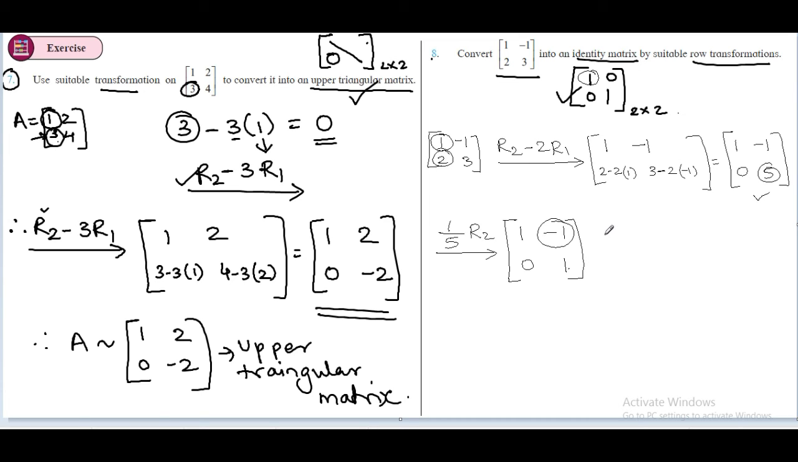So my next operation will be R1 plus R2. It will have no effect on the first element because here we have 0. So 1 plus 0, that gives us 1 only. Okay, minus 1 plus 1, that gives me 0. No change in the second row, so it will be as it is. Okay, so this is the required form, that is identity matrix.